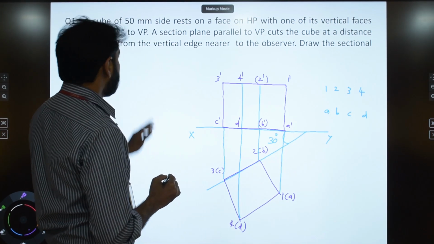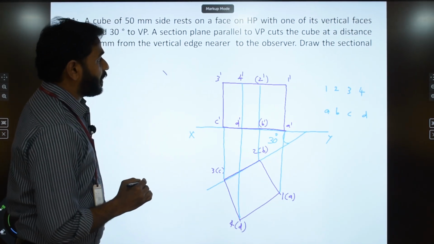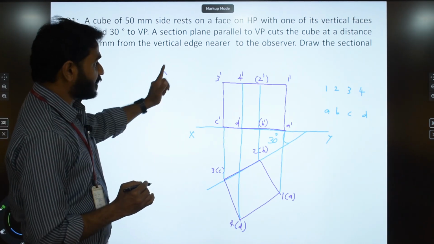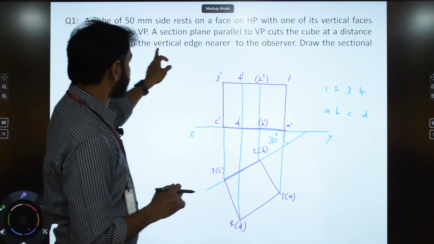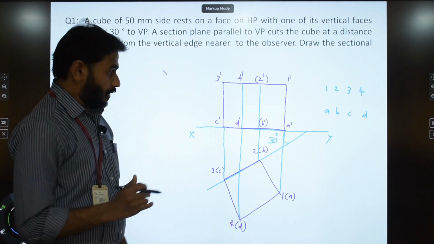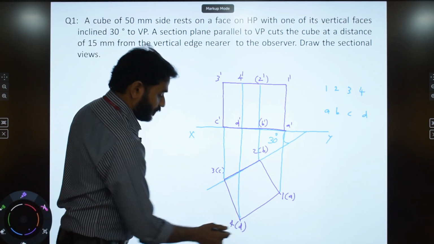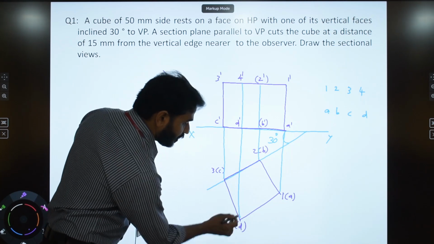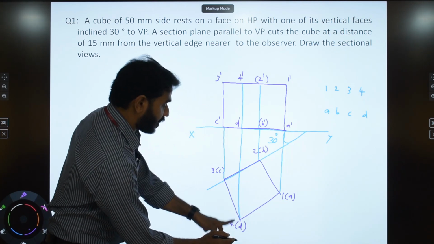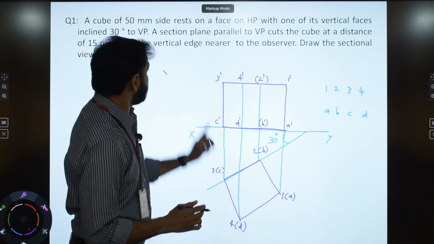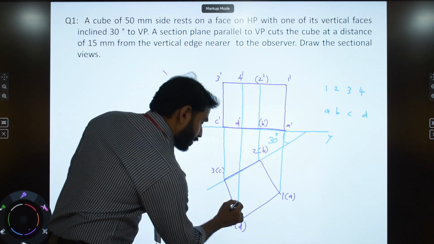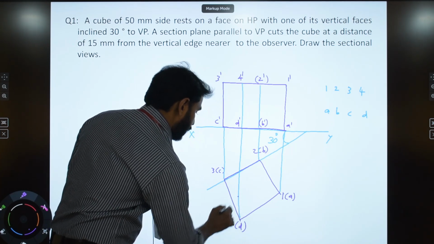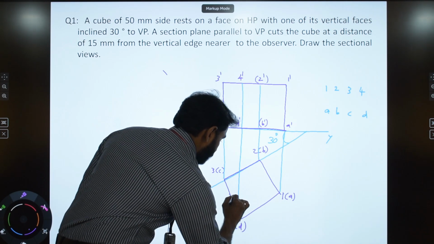Now we need to introduce the section plane. It is given that the section plane is parallel to VP and it cuts the cube at a distance of 15 millimeter from the vertical edge nearer to the observer. So first of all you have to identify the vertical edge which is nearer to the observer. When the observer is looking from the front side, the vertical edge nearer to the observer is 4D. He will be seeing 4D first. From this edge you have to measure 15 millimeter and introduce the section plane. So I measure 15 millimeter along this projector and mark a point over here. Now I can introduce the section plane.